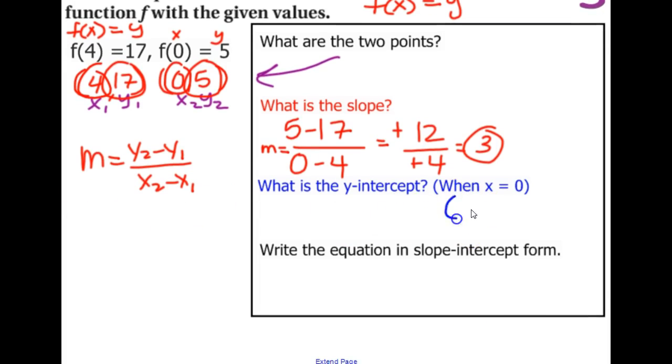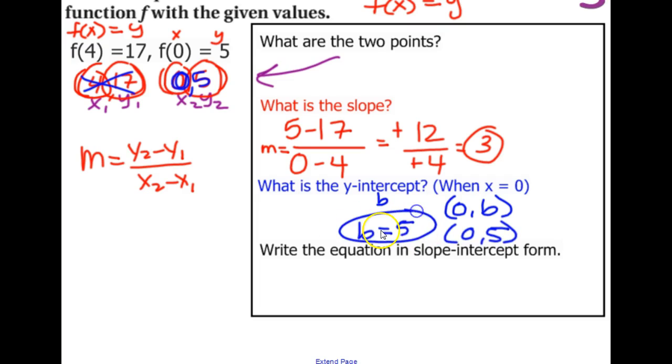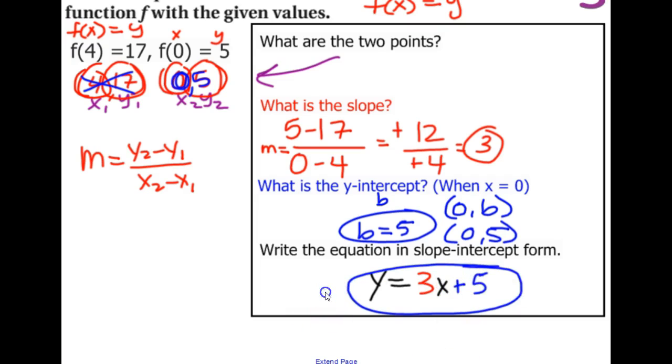And then looking for our y-intercept, or b, looking for the point 0, comma b. This one does not have a 0 first, this one does, so it's 0, comma 5. So b is 5. So finally our equation is y equals mx plus b, or 3x plus 5. That's our equation that we're looking for.